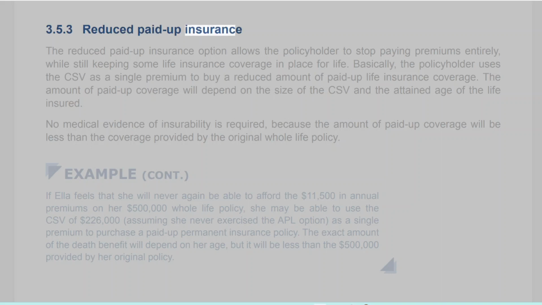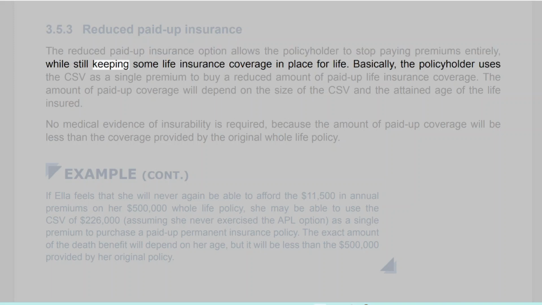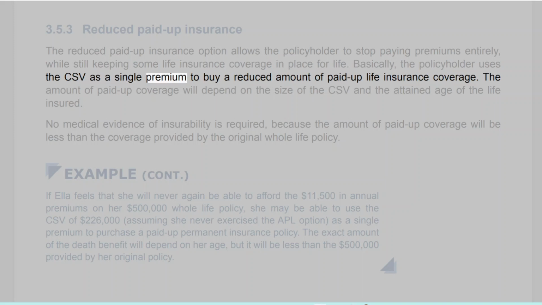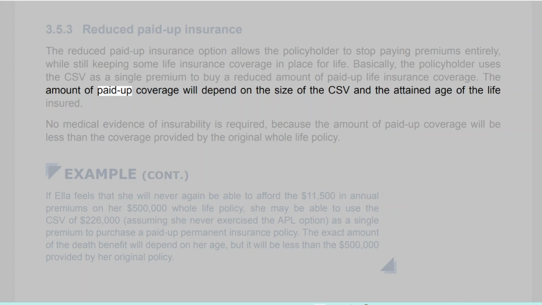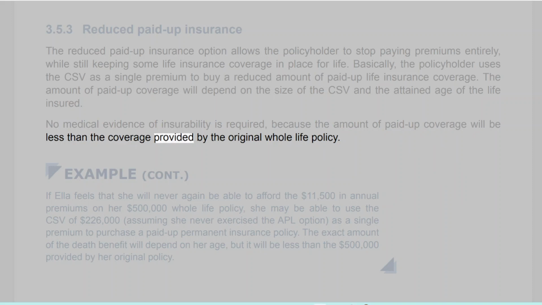3.5.3 Reduced Paid-Up Insurance. The reduced paid-up insurance option allows the policyholder to stop paying premiums entirely, while still keeping some life insurance coverage in place for life. Basically, the policyholder uses the CSV as a single premium to buy a reduced amount of paid-up life insurance coverage. The amount of paid-up coverage will depend on the size of the CSV and the attained age of the life insured. No medical evidence of insurability is required, because the amount of paid-up coverage will be less than the coverage provided by the original whole life policy.